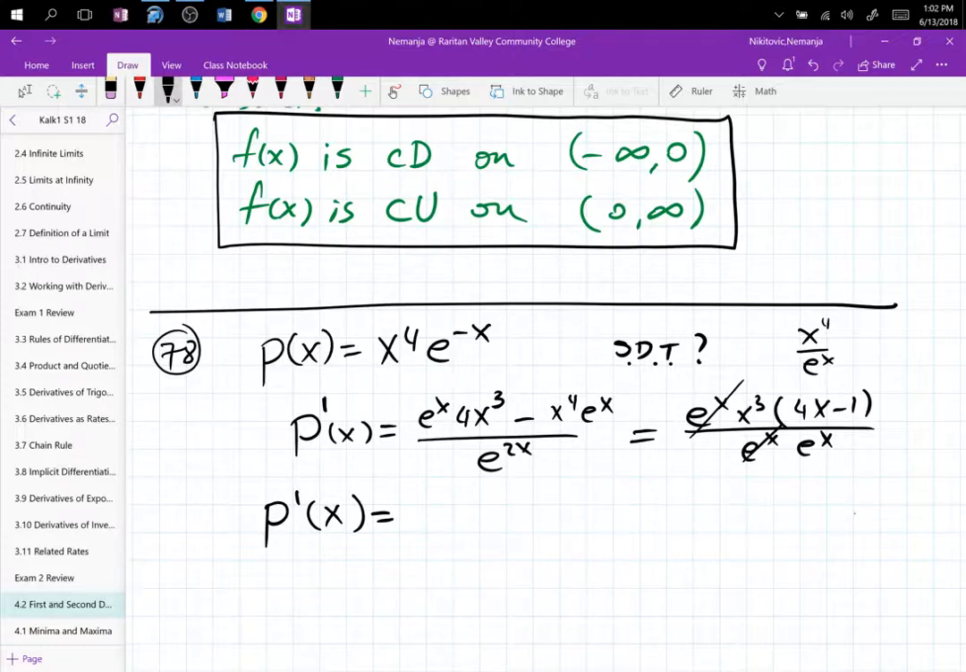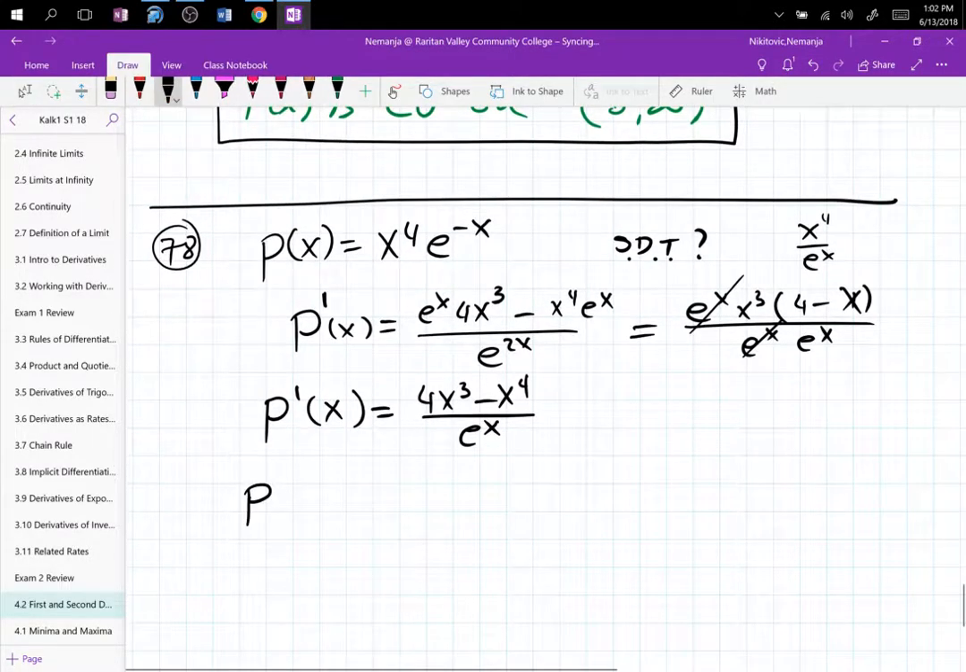Oh, I was supposed to factor out... No, x cubed, that was good. I just have it wrong. I factored wrong. It was 4 minus x. All right. But leave it in the 4x cubed minus x to the 4 over e to the x, because I have to take another derivative.